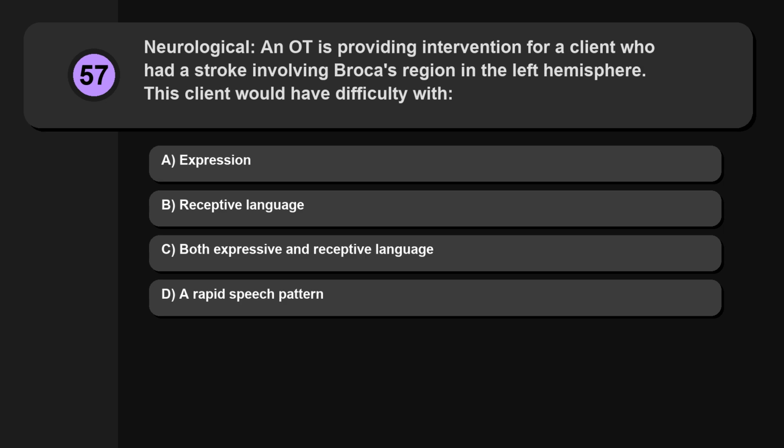Question 57. Neurological. An OT is providing intervention for a client who had a stroke involving Broca's region in the left hemisphere. This client would have difficulty with: Option A, expression. Option B, receptive language. Option C, both expressive and receptive language. Option D, a rapid speech pattern. The correct answer is option A, expression.